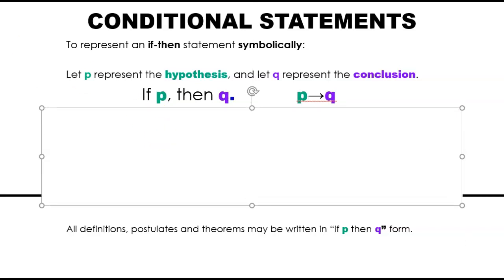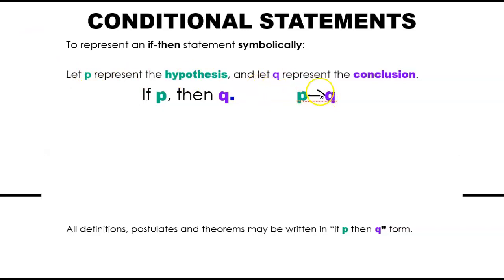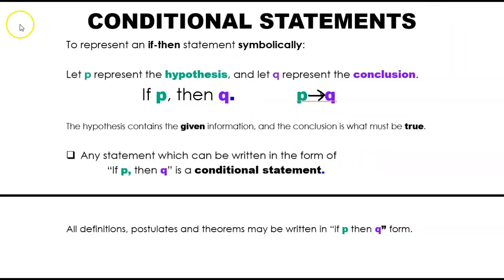And you can also see where it has the arrows. It'll say P arrow Q. So P implies Q is then going to happen. So if you can write your statement, or if you can write your sentence in an if-then format, then that makes it a conditional statement, okay? All definitions, postulates, and theorems can be written in an if P, then Q.